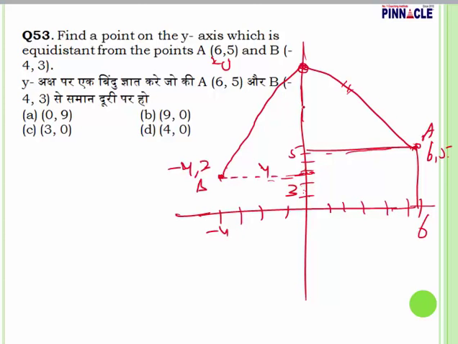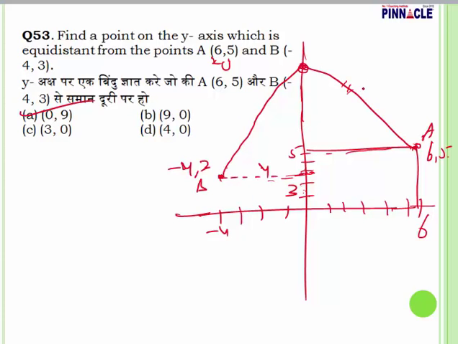Now there are two important concepts here, two important tricks. One is very, very simple: it is given that the point will be on the y-axis. So what does y-axis mean? It means x should be 0. x is 0 in only one option, so A should be the answer.